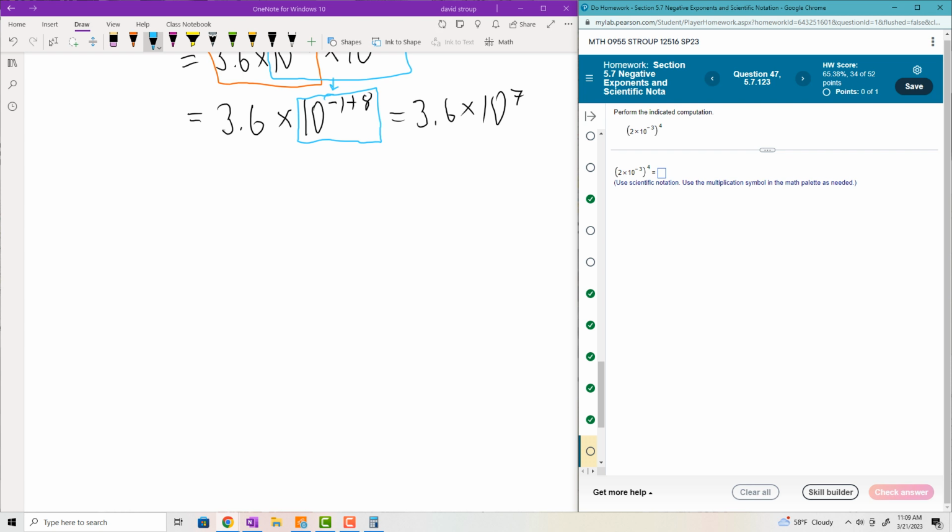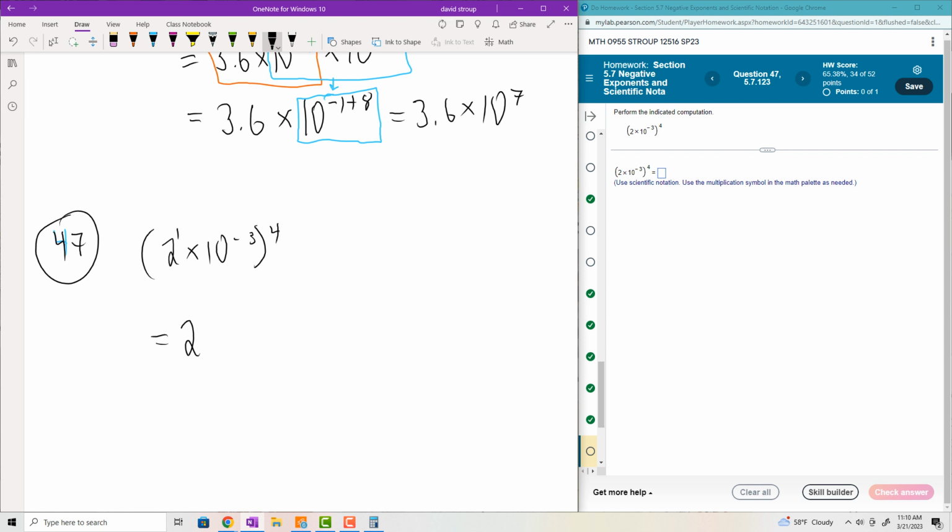Okay, now we're into different operations, but you just kind of use your rules of exponents. So I have 2 times 10 to the negative 3 raised to the 4th power. So the exponent on 2 is 1, so you have 2 to the 4 times 1 is 4, times 10 to the negative 3 times 4 is negative 12, and then 2 times 4, 2 times 2 is 4, times 2 is 8, times 2 is 16.